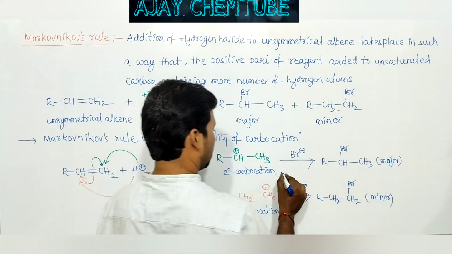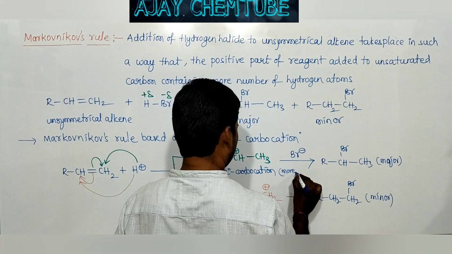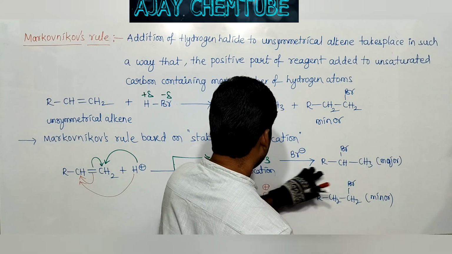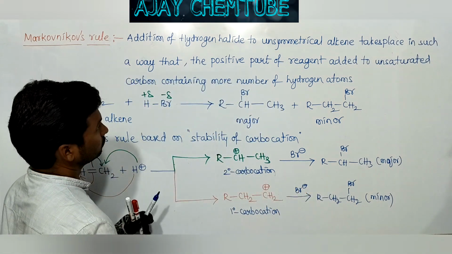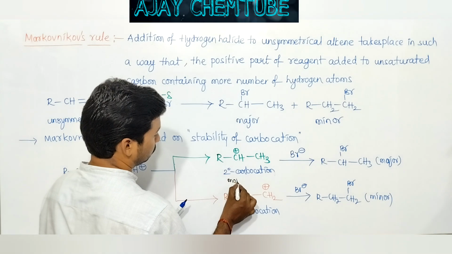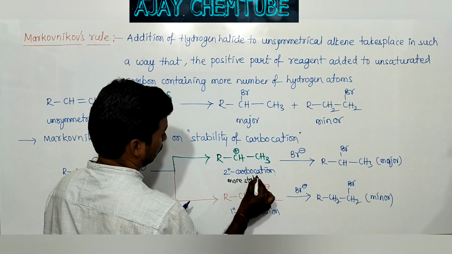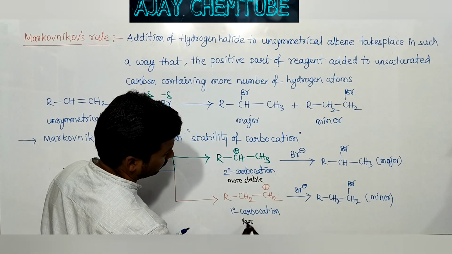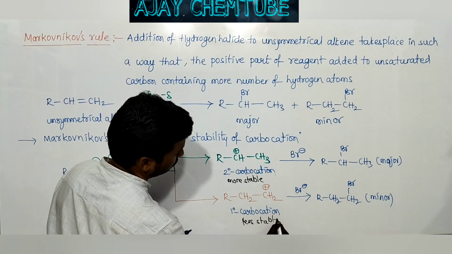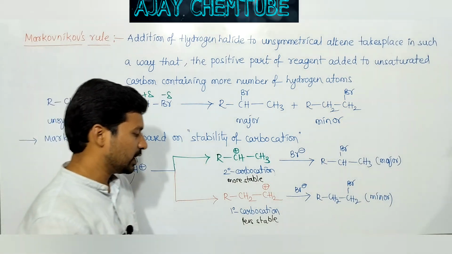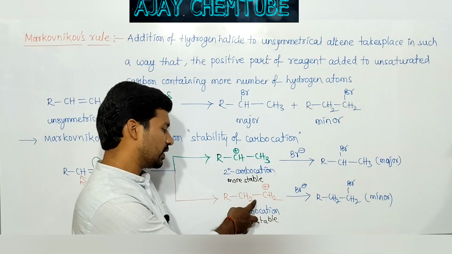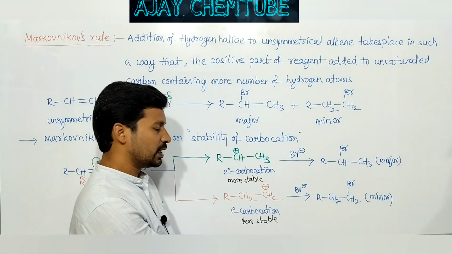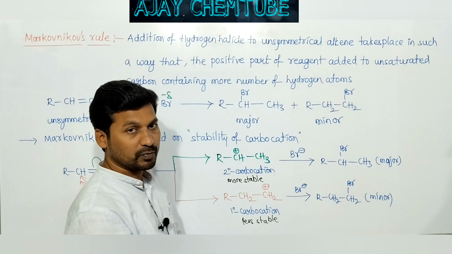This is more stable. This is more stable. More stable intermediate, major product. This is less stable, so this is the minor product. Why is the primary carbocation less stable? Based on the inductive effect. Only a plus I group is present on one side. Here plus I groups are present on both sides. A plus I group, an electron donating group, increases the stability of a carbocation.